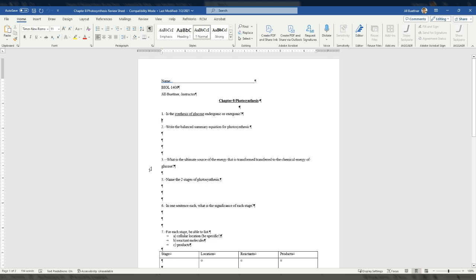Okay, so I promised to go over this chapter 8 sheet with you through a tutorial. I'm going to go through it pretty quick and write things down as I go, and I'll try to type it as I go as well.